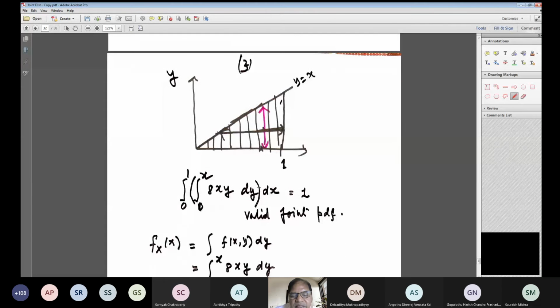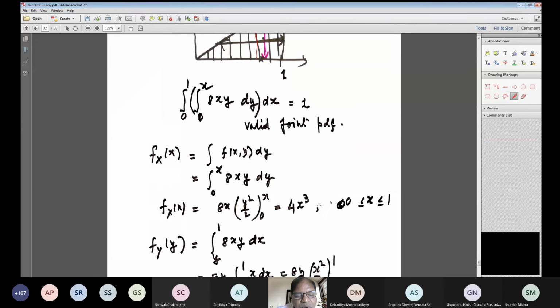We have to integrate this in order to get the value of k, or to verify whether it is a valid density function or not. As you can see, it is a double integral. y varies from 0 to x, that red line, and x varies from 0 to 1. If you simplify this integral, it will come to 1.